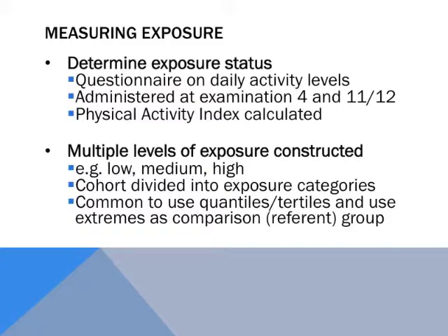These physical activity index values were then divided into exposure categories by dividing the cohort into tertiles of low, medium, and high physical activity levels. This is a common strategy when there isn't an unexposed group per se, and the low group is used as the referent.